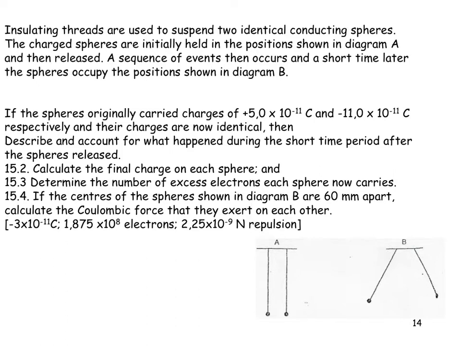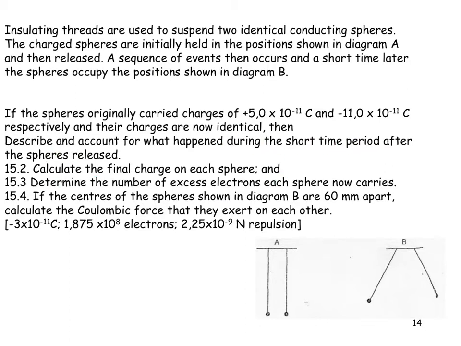So we've got these two little charged spheres. They're on threads. They are initially held in those positions. A sequence of events occurs, and a short time later they're like that. If the spheres originally had those charges, they were held like that, remember, because they're opposite charges, what's going to happen? They're going to attract one another. So the first thing that happens is they get attracted. Then they even out their electrons. There's a distribution of electrons. And the next thing is they have the same charge, so they repel one another. So that's the description of what accounts for that movement.